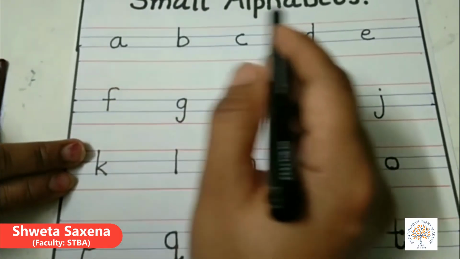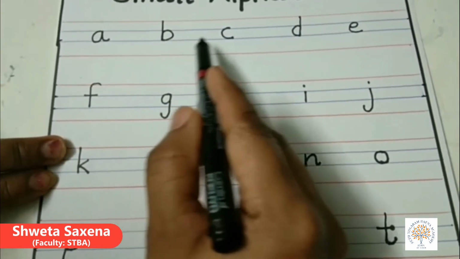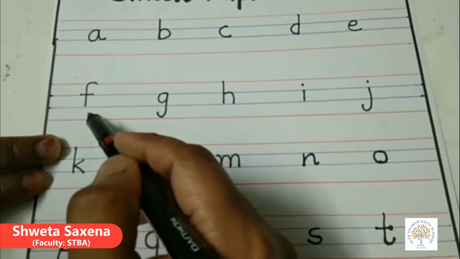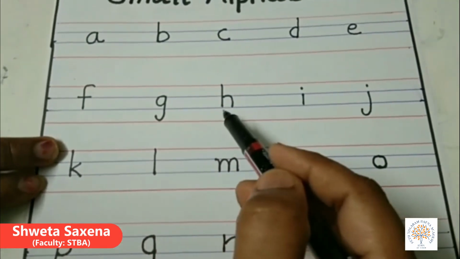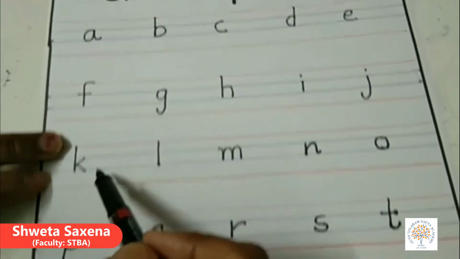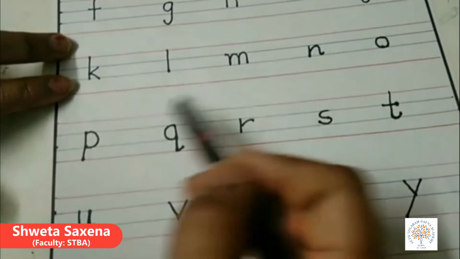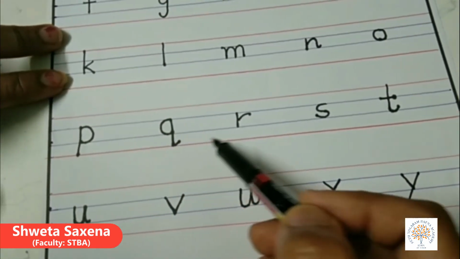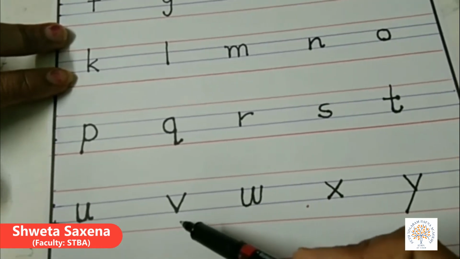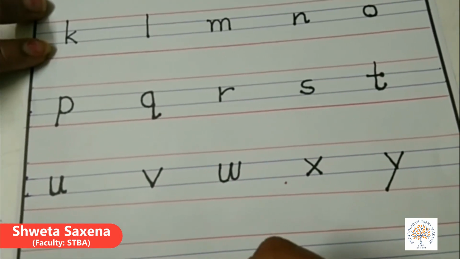Just revise small alphabets again. A, B, C, D, E, F, G, H, I, J, K, L, M, N, O, P, Q, R, S, T, U, V, W, X, Y and Z.